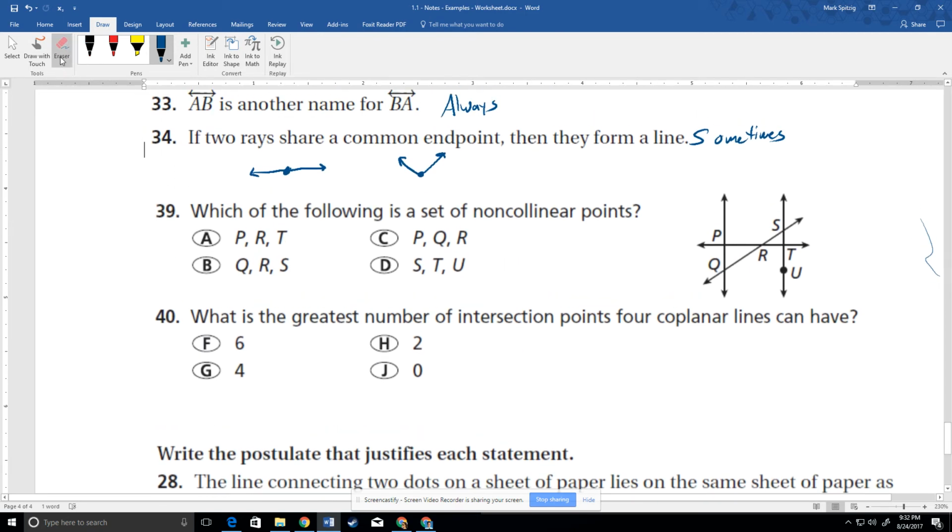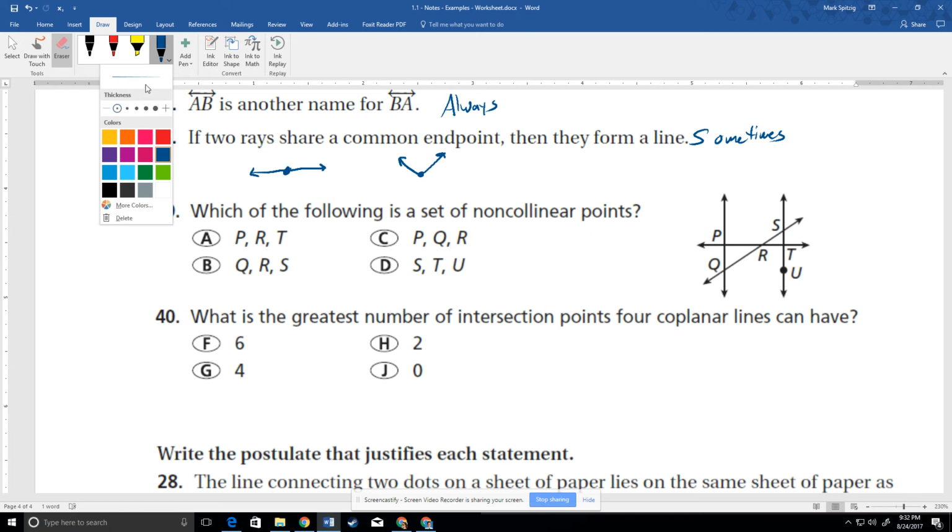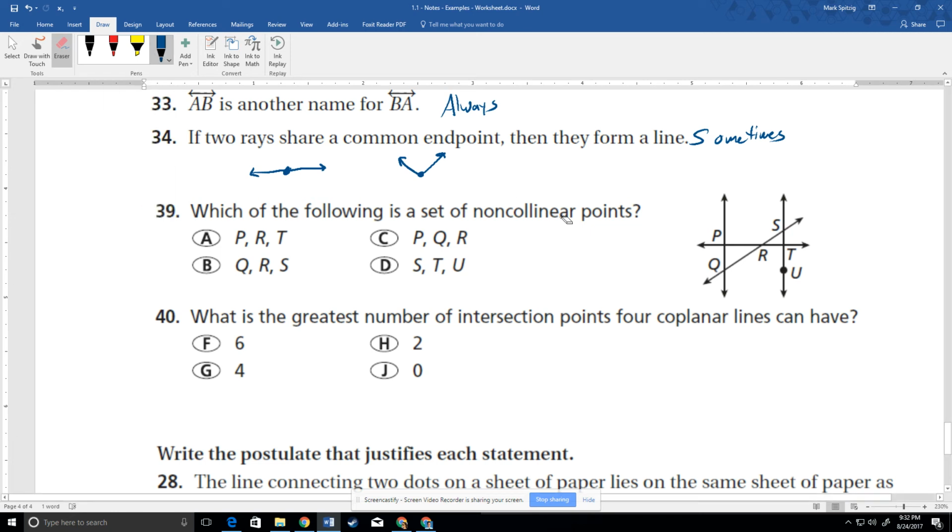All right, so which of the following is a set of non-collinear points? So in this case, we're looking for points that are non-collinear. So it's going to be P, Q, R, right? Those are not collinear points. So we would say C.